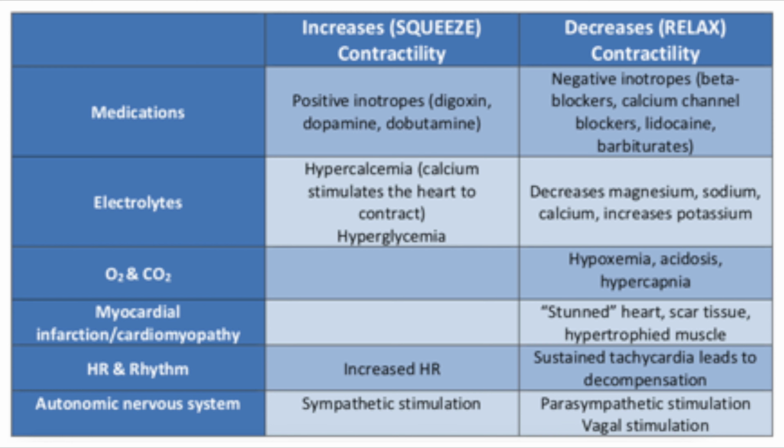Sympathetic stimulation. Decreases or relaxes contractility. Negative inotropes such as beta blockers, calcium channel blockers, lidocaine, barbiturates. Decreases in magnesium, sodium, calcium, and increases in potassium. Hypoxemia, acidosis, hypercapnia. Stunned heart, scar tissue, hypertrophied muscle. Sustained tachycardia leads to decompensation. Parasympathetic stimulation, vagal stimulation.